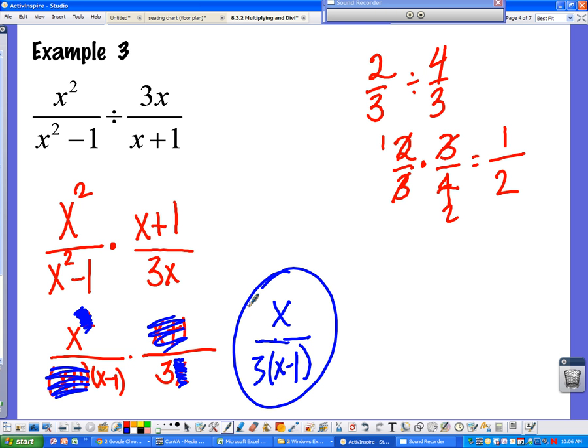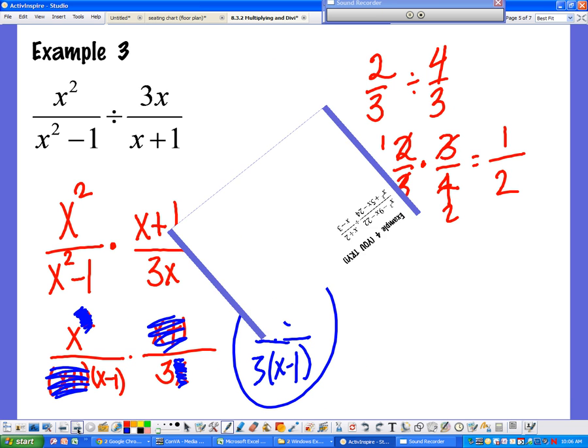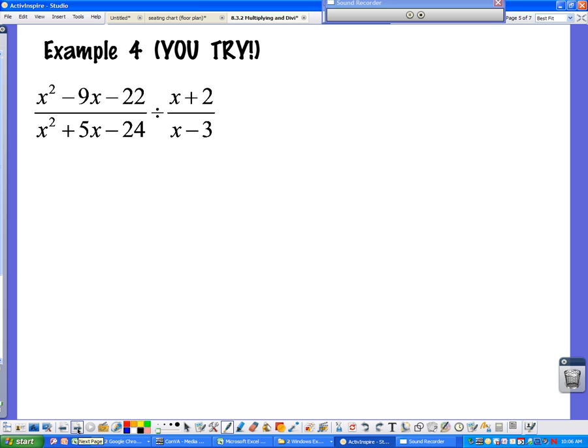All right, so our example number 4 is a U-try. So go ahead and pause the video and see if you can do this one on your own. All right, so let's go ahead and take a look at this one. First of all, since this is a divide sign, I have to flip the second fraction.